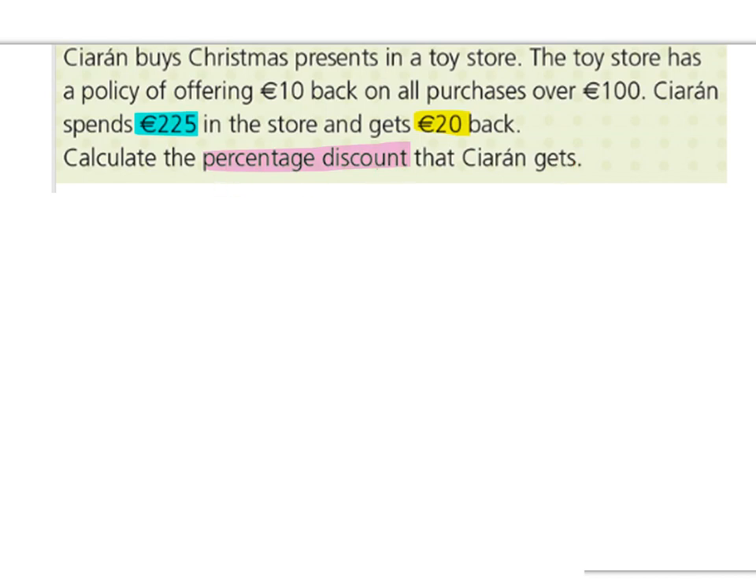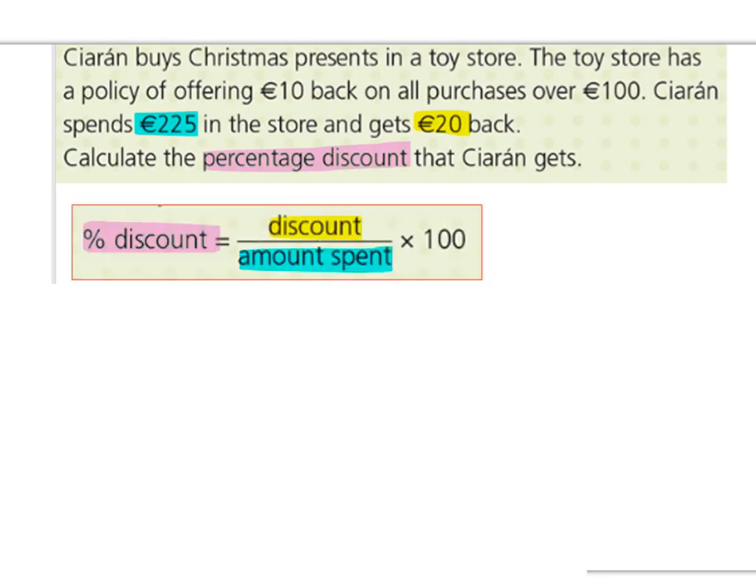So there's a formula for percentage discount, and I do suggest you learn it off by heart because it is not in the formula book. So percentage discount is equal to the discount divided by the amount spent multiplied by 100. And then you just stick on a percentage symbol at the end. So the discount was €20. So we can see there in the question, he got €20 back. So the discount was 20.